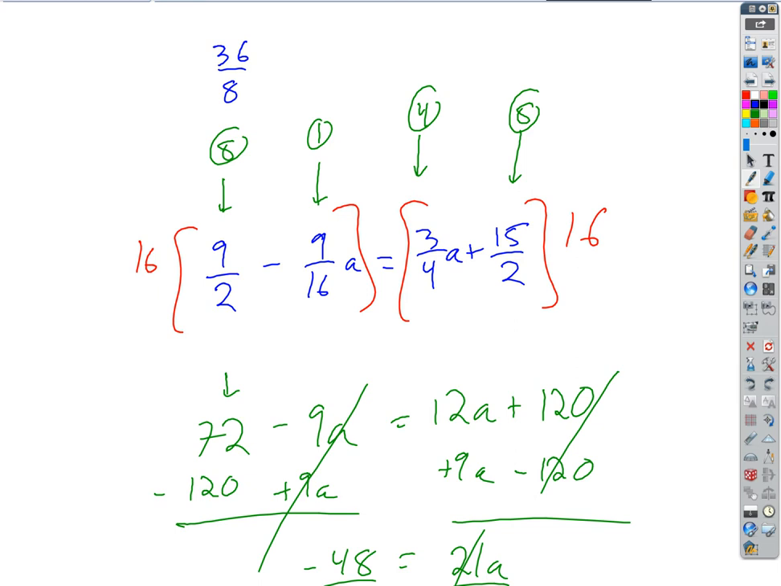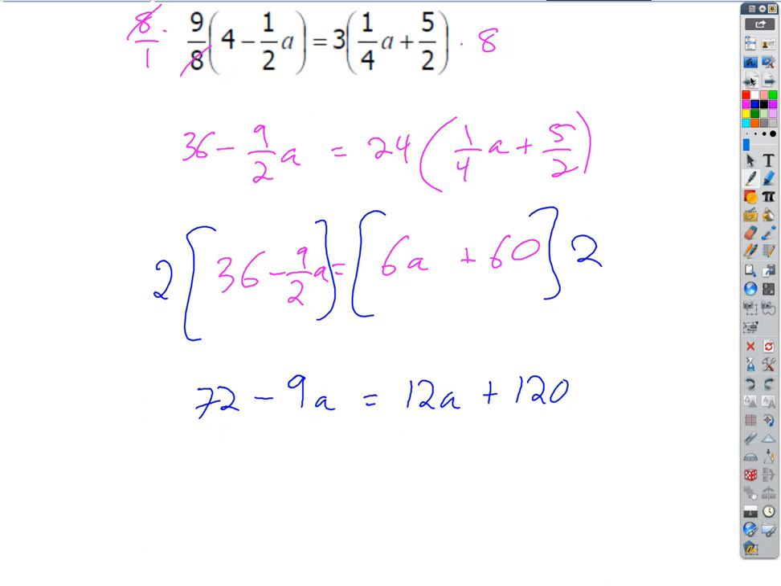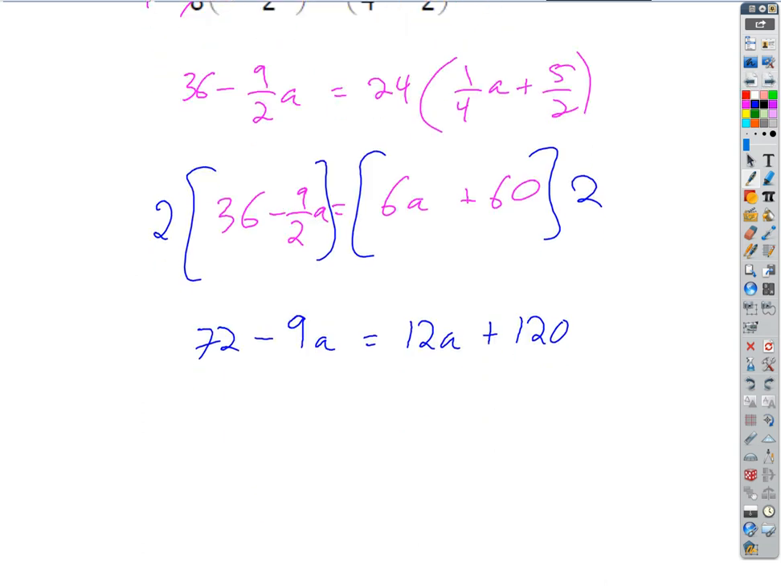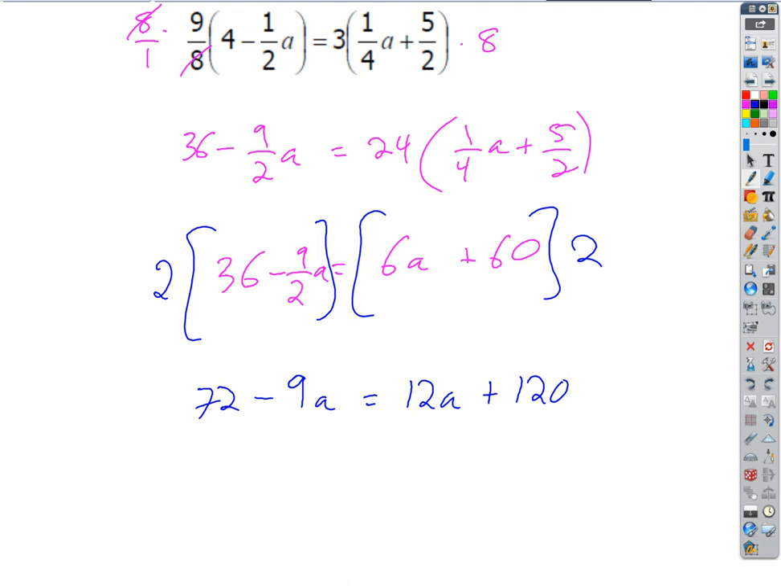And then that would make it a little easier. If we were just going to distribute at the beginning, instead of multiplying by 8, if we multiplied by 16, it would have made it a little bit easier. That's a little trickier to do, though. Okay? Questions on that?